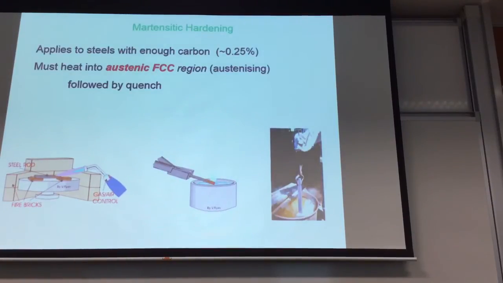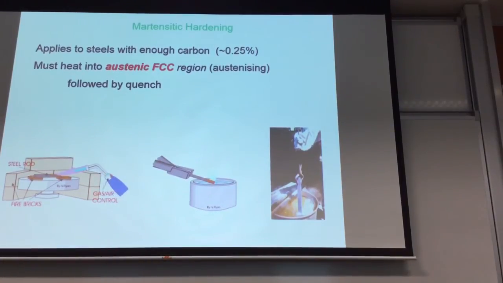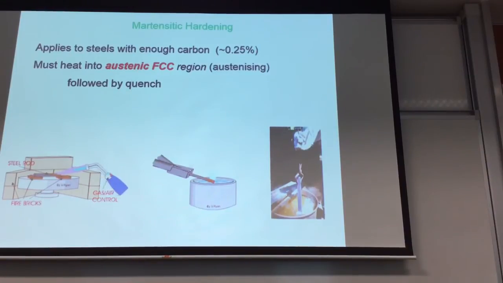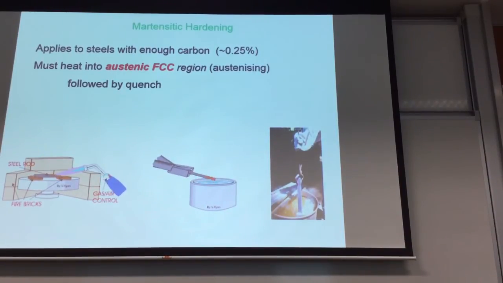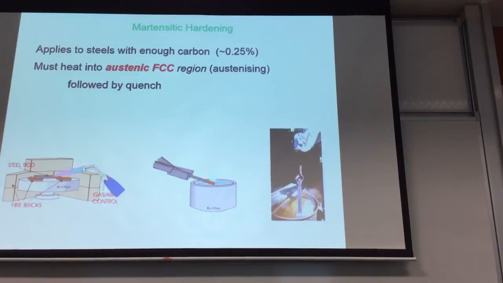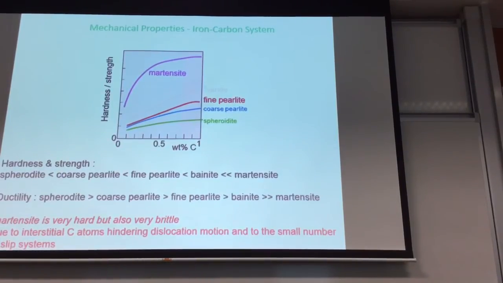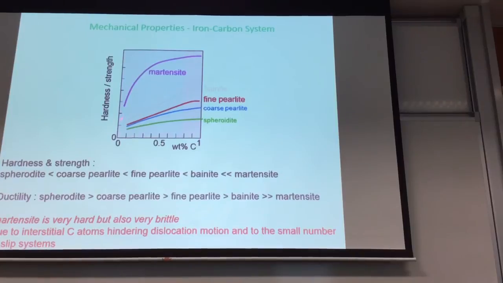So what happens here is we need to heat up the steel. The steel must have a sufficient amount of carbon, basically more than about 0.25%, 0.3%. After we heat up to the austenite region, we quench it. We dip it in water, or we can dip it in oil. Basically, we dip it in a cold liquid. When we do this, we get what is called martensite. Martensite is very interesting because if you look at this, this is hardness versus the amount of carbon. If you compare martensite to your pearlite, the hardness and the strength are much higher than your pearlite.